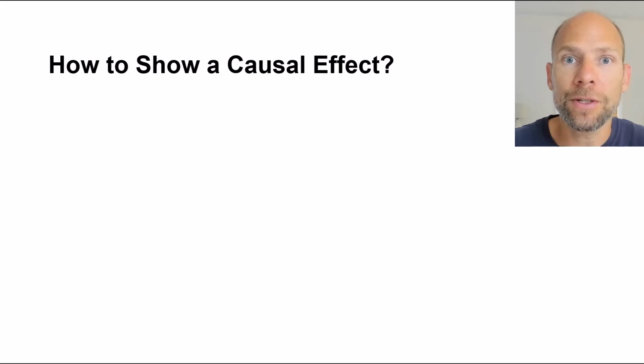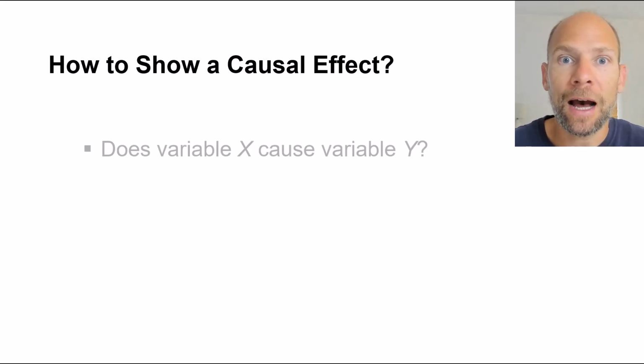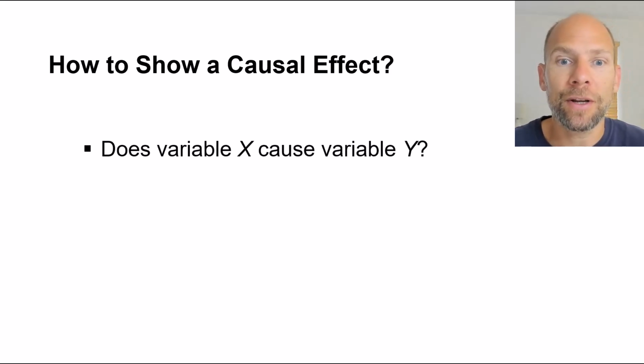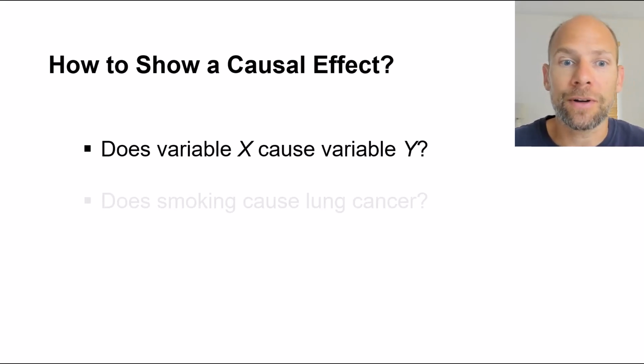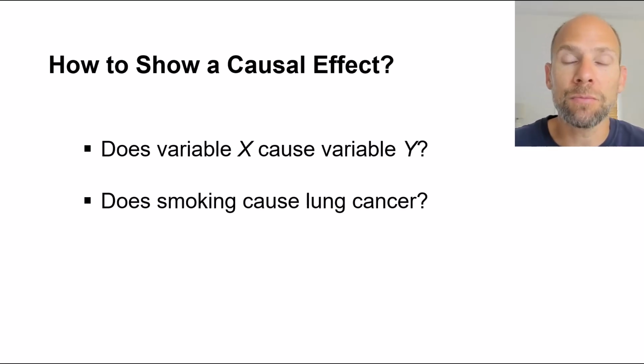One question that researchers often have is, how can I show whether a variable x causes a variable y? And so that is the question about a causal effect. Does variable x cause variable y? For example, does smoking cause lung cancer? Or is there another reason, another cause for why people develop lung cancer?